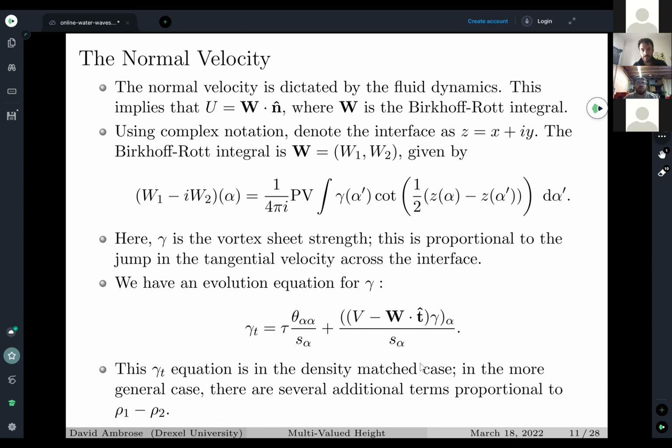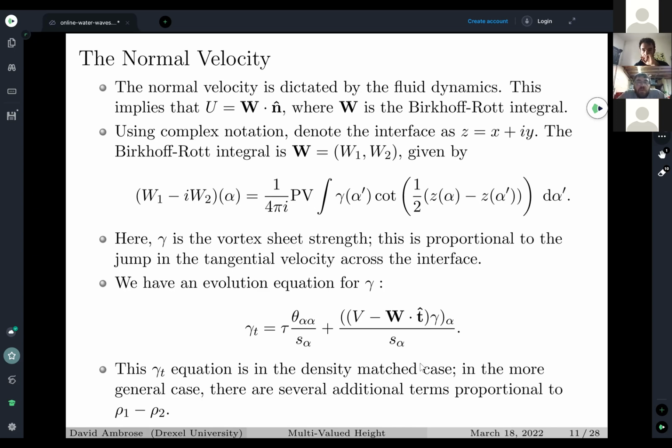So the tangential velocity, I said, is enforcing the preferred parameterization, the normalized arc length parameterization. The normal velocity, we don't get to pick. The normal velocity has to come from the fluid dynamics, and the fluid dynamics are the irrotational Euler equations with vortex sheet. They're the irrotational Euler equations, but there is vorticity in the fluids at the interface. There is vorticity concentrated on the interface. So the normal velocity has to be the normal component of W, where W is the Birkhoff-Rott integral. The Birkhoff-Rott integral gives the fluid velocity in the case of a vortex sheet.